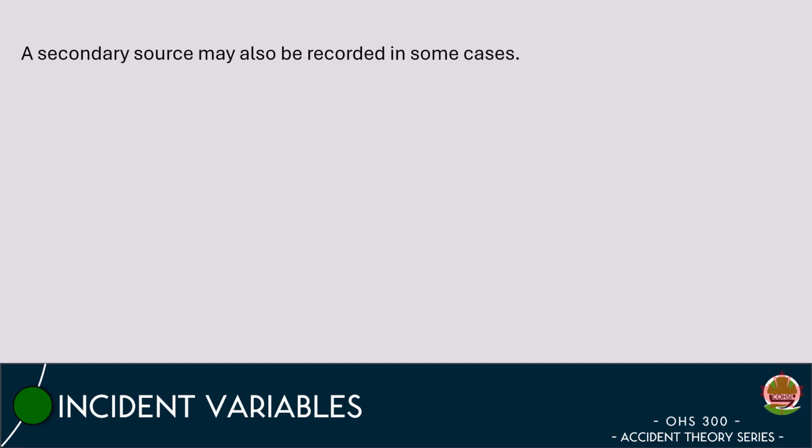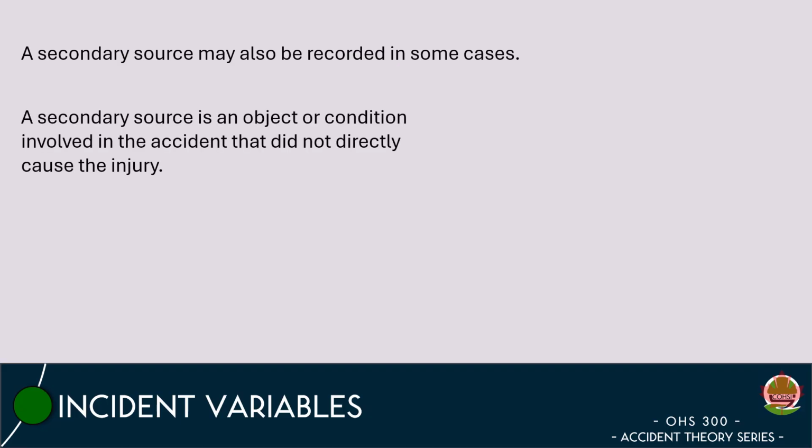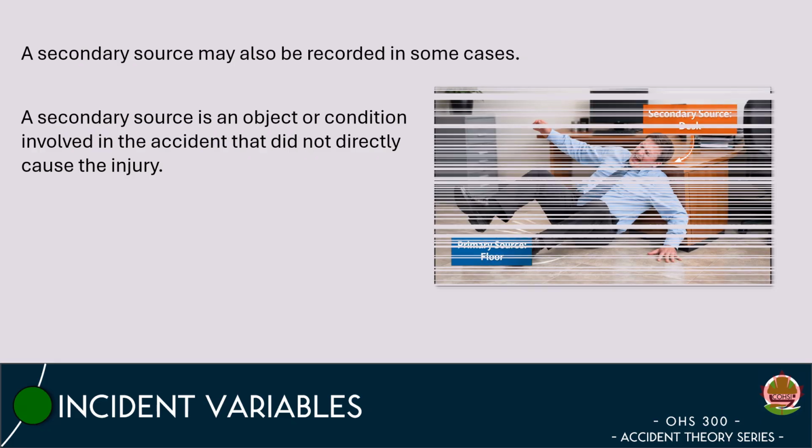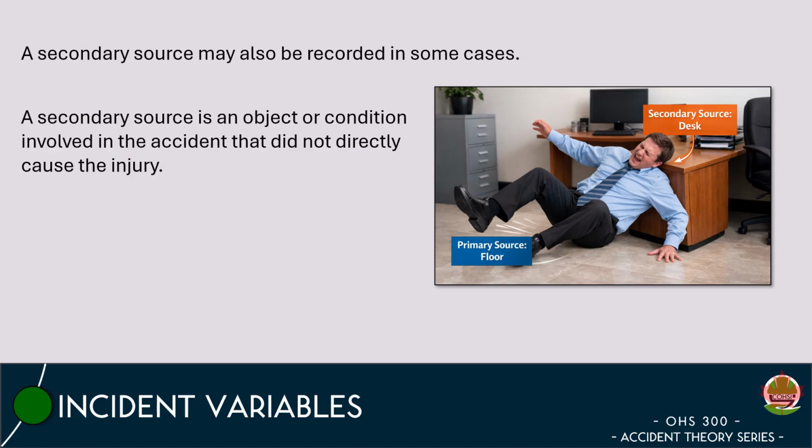In some cases, a secondary source may also be recorded. This refers to an object or condition that was involved in the accident but did not directly inflict the injury. For example, a floor may be coded as the source in a fall, while furniture or equipment contacted during the fall could be recorded as a secondary source.